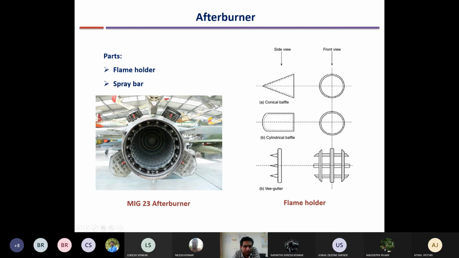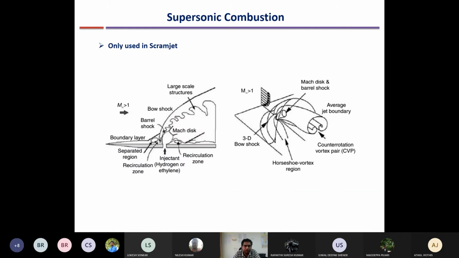So designing these baffles also is a very important research area for afterburners for military aircraft. So we will finish this part of the combustion chamber.